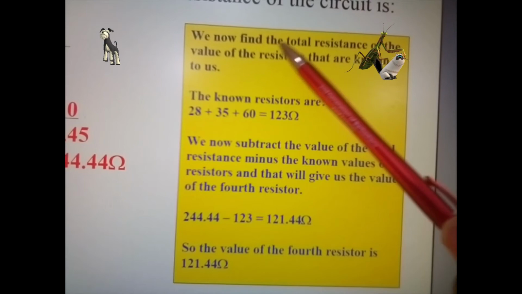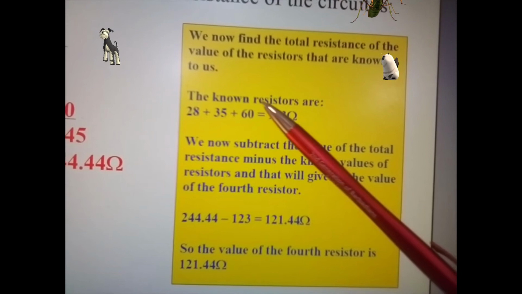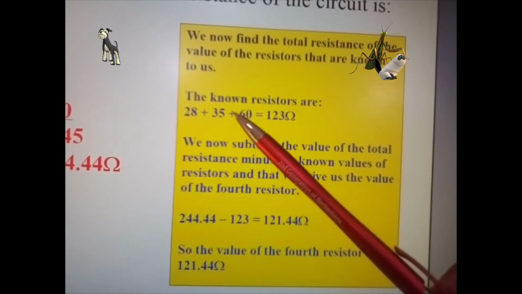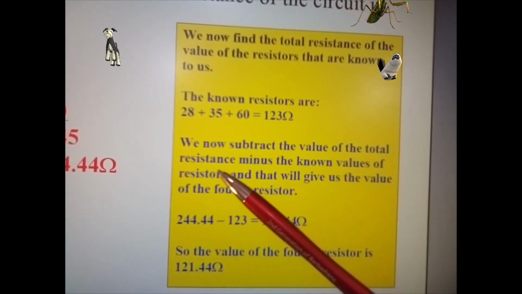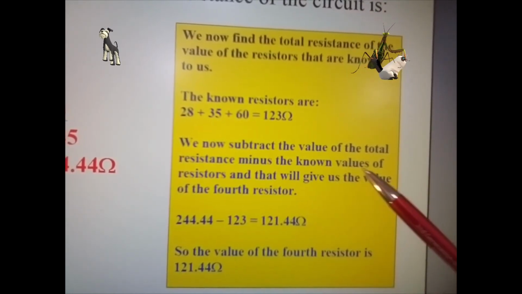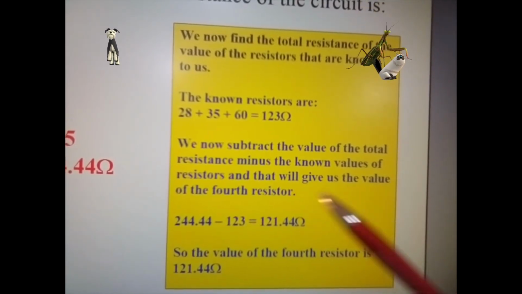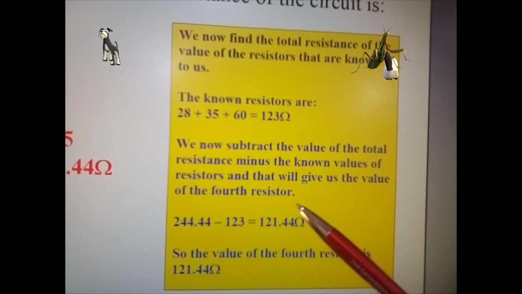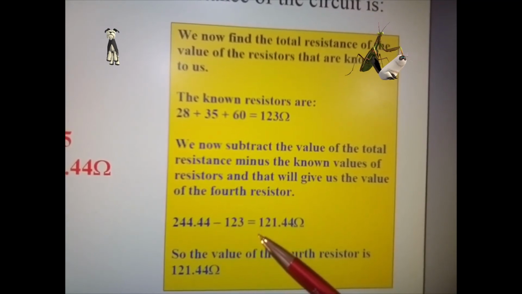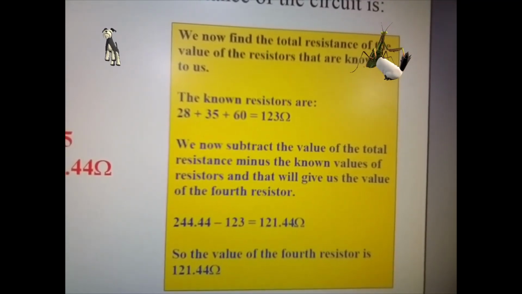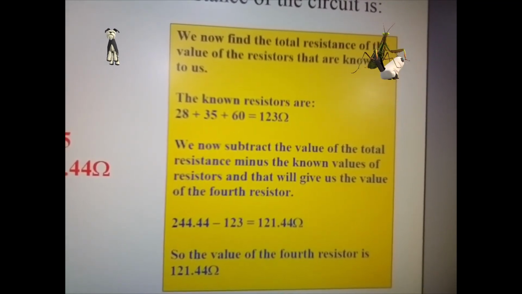We now find the total resistance of the value of the resistors that are known to us. The known resistors are 28 plus 35 plus 60 equals 123 ohms. We now subtract the known values of resistors from the total resistance, and that will give us the value of the fourth resistor. So 244.44 minus 123 equals 121.44 ohms. So the value of the fourth resistor is 121.44 ohms, okay?